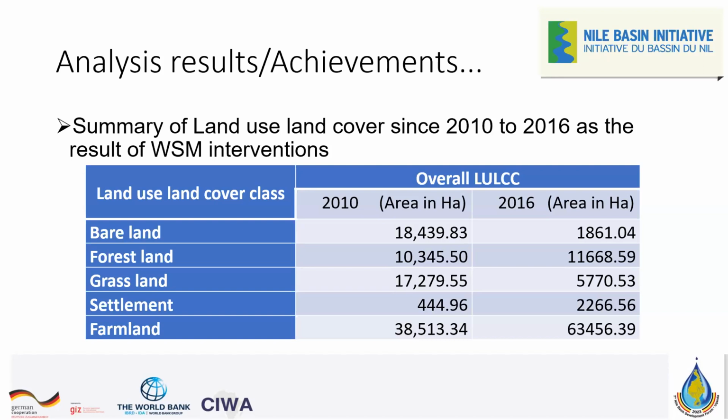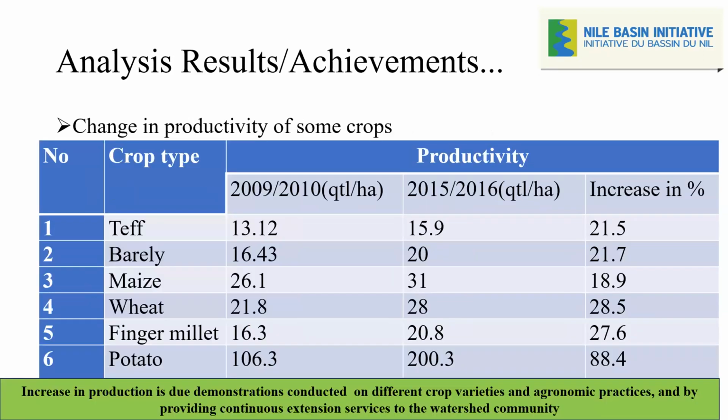Farmland increased from 38,000 to 63,000. This is also due to the change from bare land or grassland to productive farmland through the intervention of this project. So this is the result of the intervention of the project.